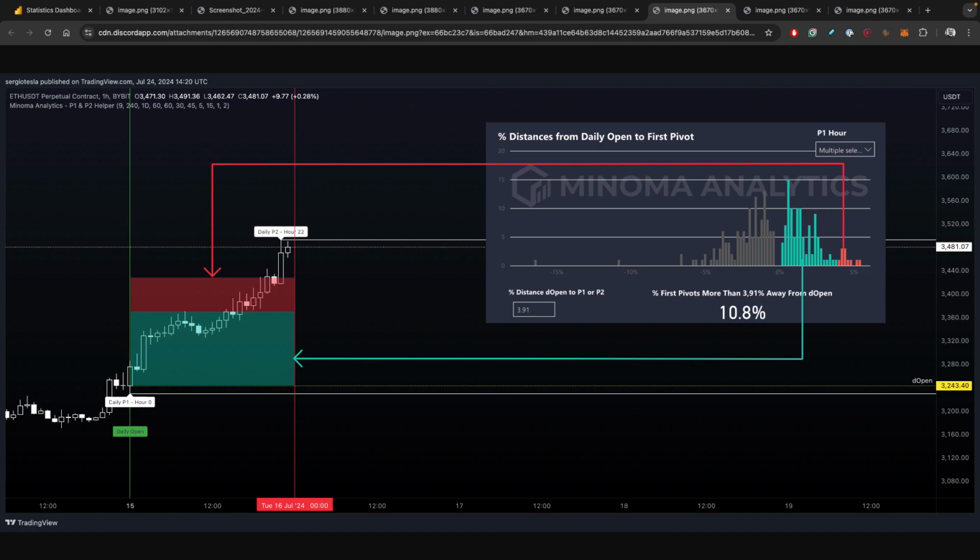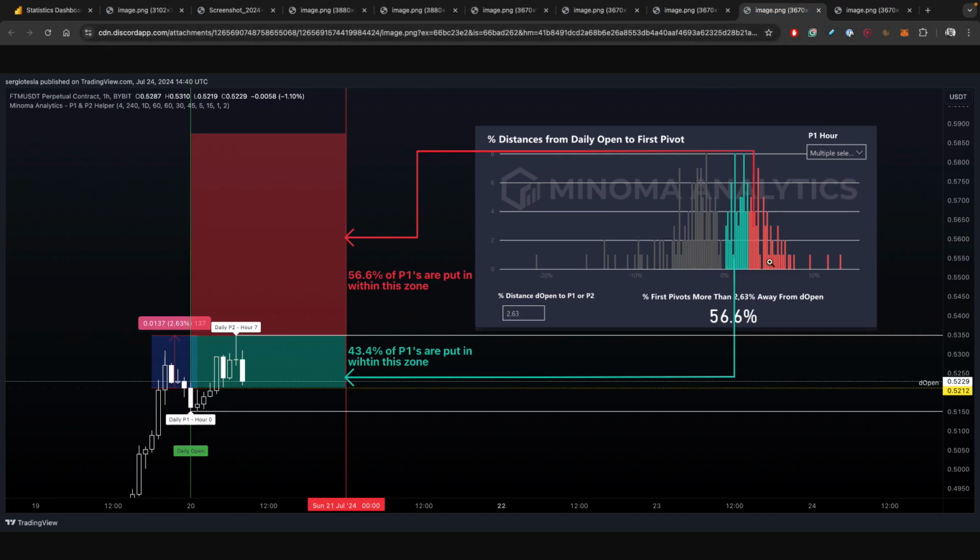So let's look at one more example that has a little bit of a different output. And this one is for Phantom, FTM. What we can see here is that we have a higher value of 56.6%. We have the second pivot right now 2.63% above the daily open, and 56.6% of days have a P1 that is this far from daily open or further.